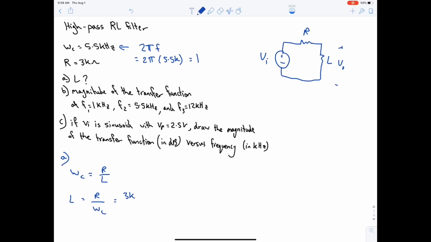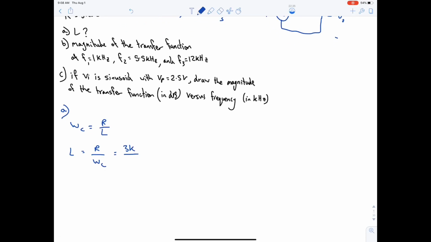So the answer is 11 kilo pi rad per second. So it's 3k divided by 11 kilo pi, and this will give us L equal to 86.8 millihenry. Part B. We need the magnitude at the following frequencies, at 3 frequencies.